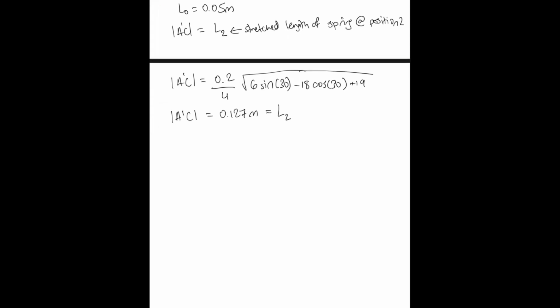Okay, now if we want to find the change in length, we've got the final length and the unstretched length. The change in length is just going to be L2 minus L naught, which will give us 0.07 meters. Okay, now that we've got that covered, we can now go into our elastic potential energy equation.